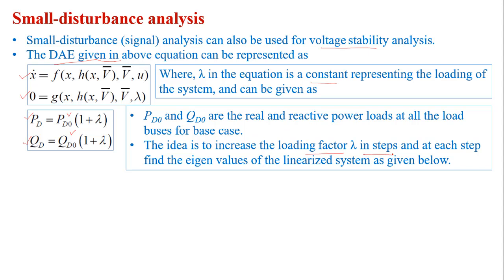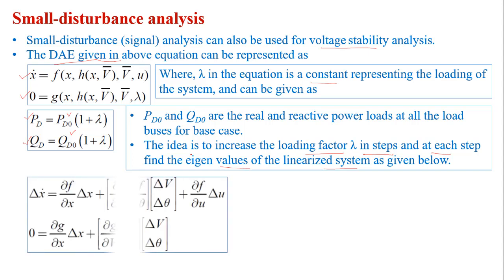So here what we do, the lambda is increased in steps. At each step we find the eigenvalues of the linearized system. Then after finding the eigenvalues we can say whether the system is stable or not for each load. So now by linearizing the above differential algebraic equation, we'll find this equation.